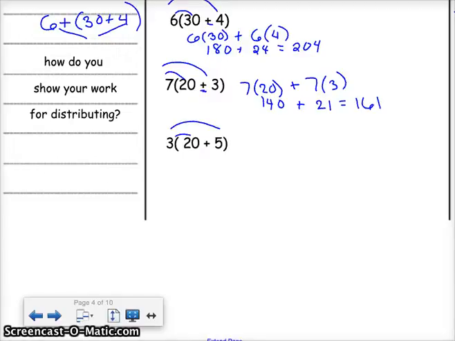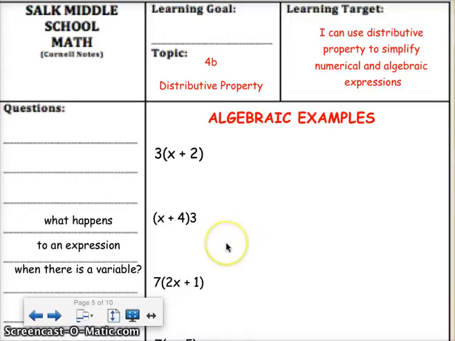And last example, the 3 is sticking to the parentheses, so that says distribute. 3 times 20 plus 3 times 5. 60 plus 15, 75. Okay, algebraic examples work the same way, except you have to take into consideration like terms. Here the 3 is sticking to the parenthesis, so I distribute it. To distribute in math, you multiply. So 3 times x is 3x, plus 3 times 2 is 6.